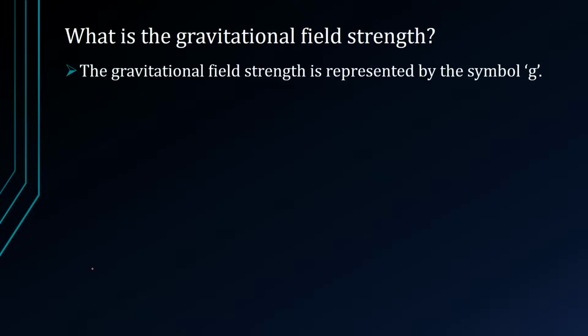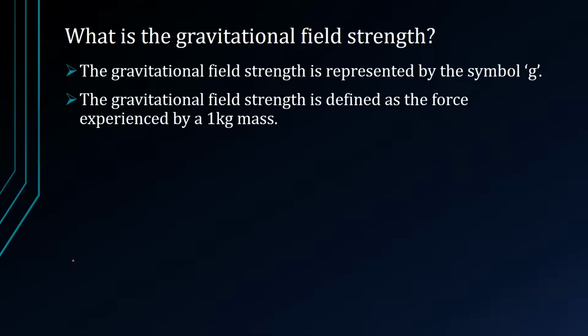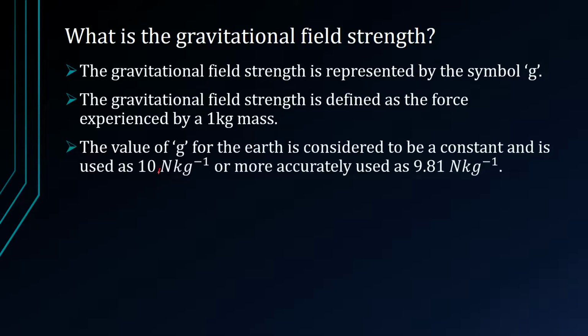The gravitational field strength is represented by the symbol g, and the gravitational field strength is defined as the force experienced by a 1 kg mass, as shown by the units newtons per kilogram. Notice this means force per unit of mass, and a unit of mass is 1 kilogram.